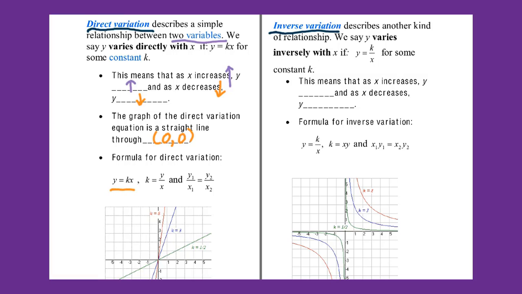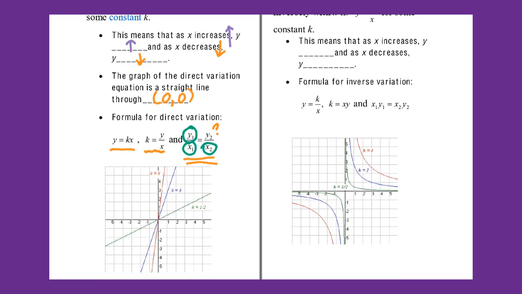If we're looking for the constant using this, or if we are given three values and looking for the fourth value of a variable, then we use this formula. Here are some graphs for when k equals different numbers. From the graph, we can see this is a linear function. So direct variation is a linear function.